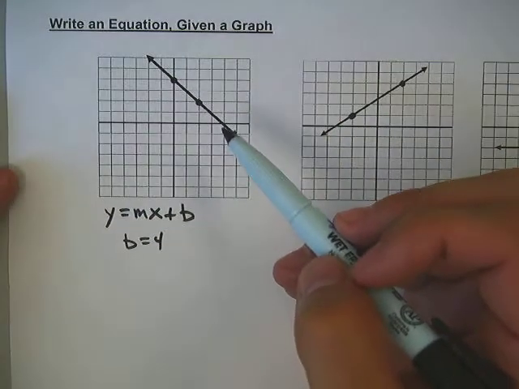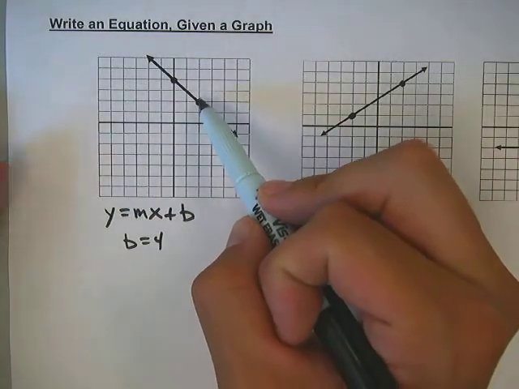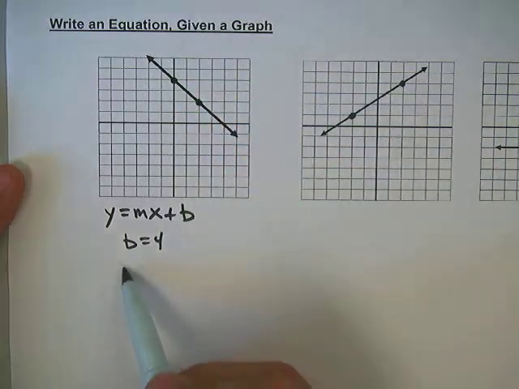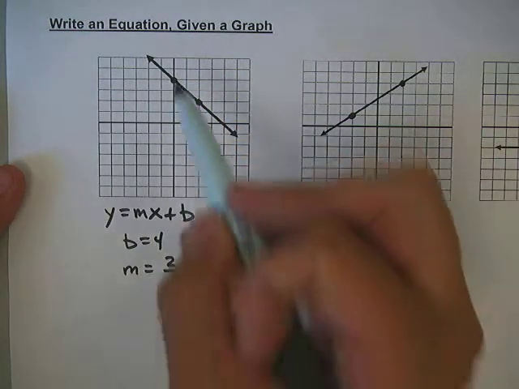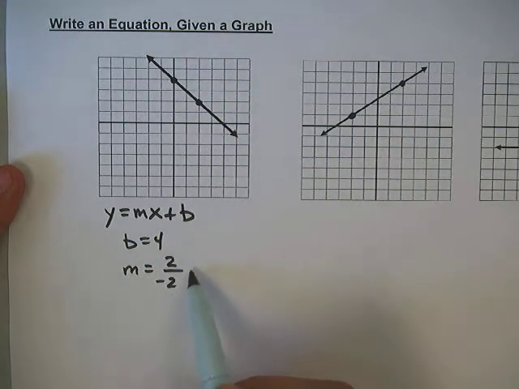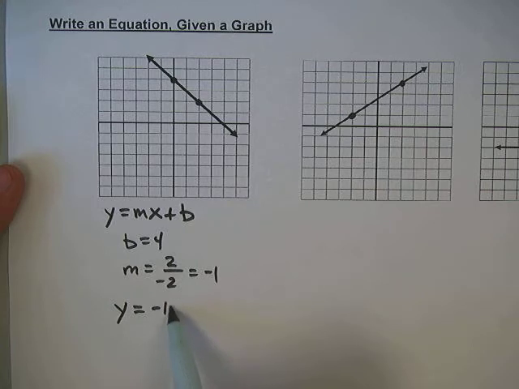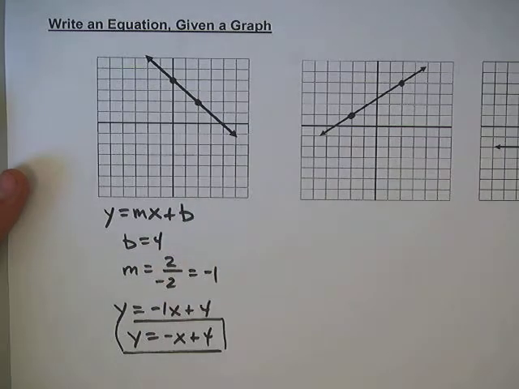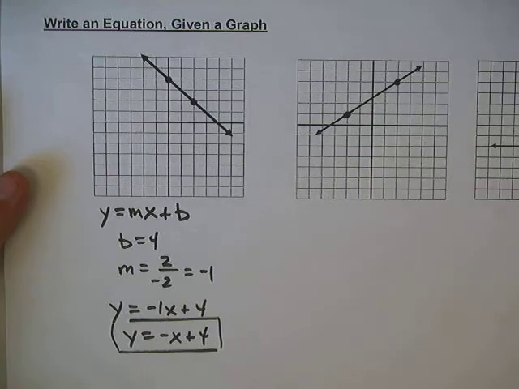And then I also know that I can figure out my slope fairly easily. I can simply go from this point to this point. So I go up 2, and then I go to the left 2. So that'd be negative 1. So I get y equals negative 1x plus 4, or just y equals negative x plus 4. And there you go. There's the equation of that graph.